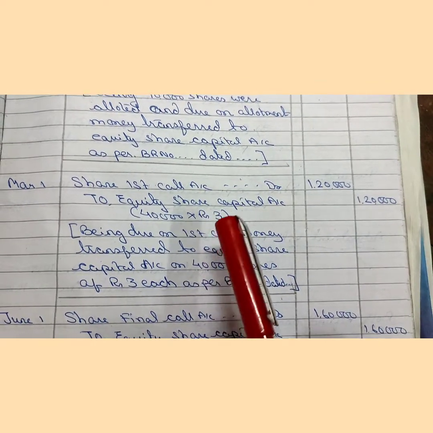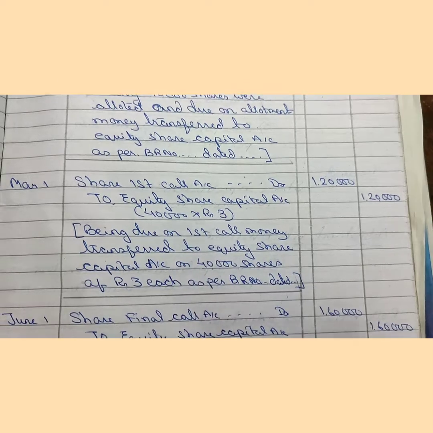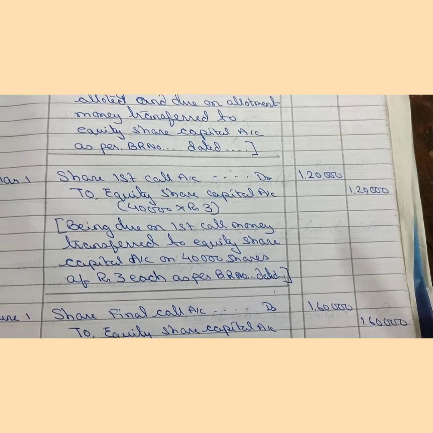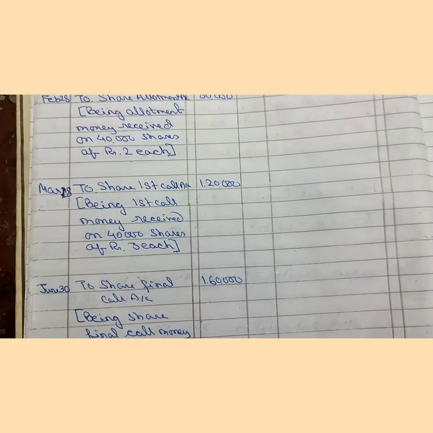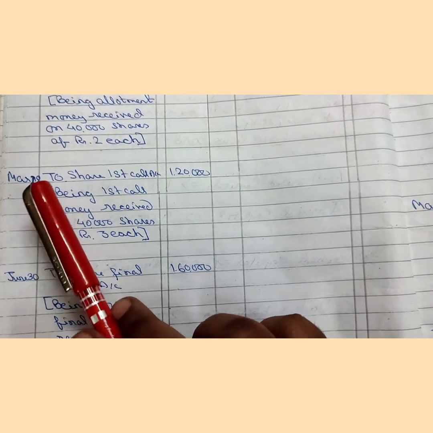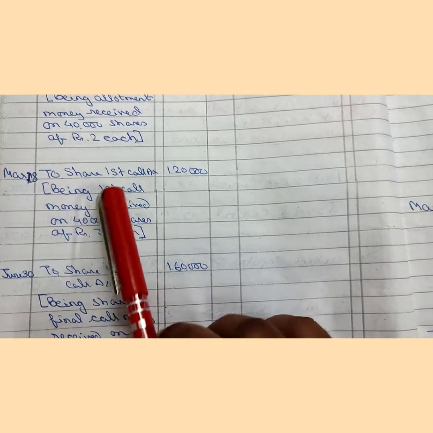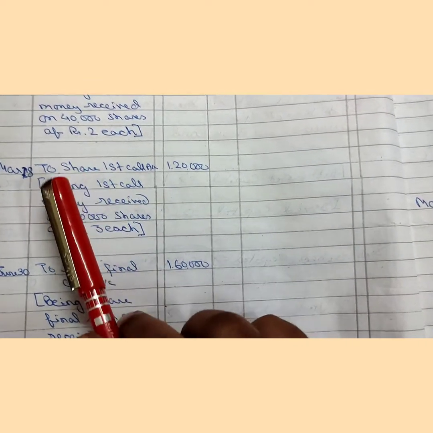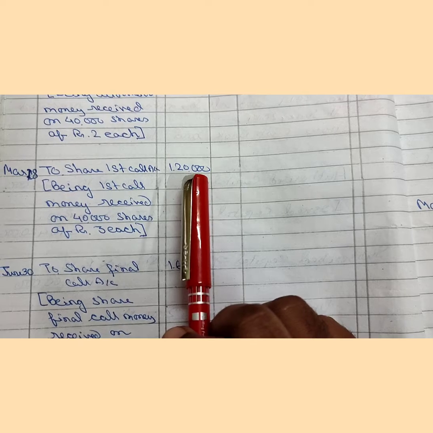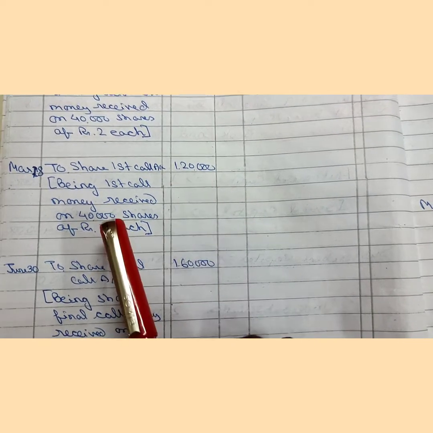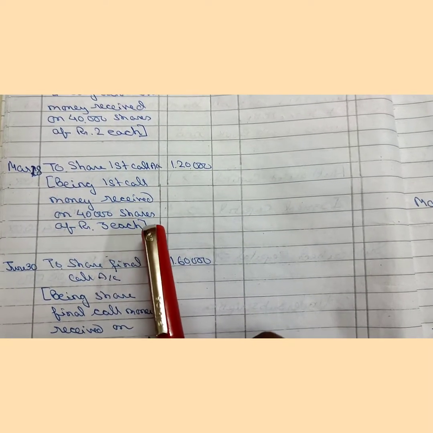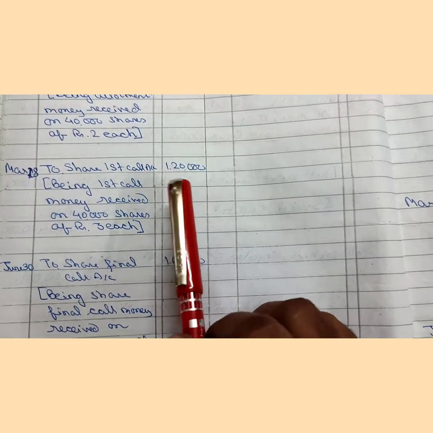For this first call, next part is the received entry. For the first call, the received entry is a bank entry, so we have to do it in our cash book. In the cash book, on March 28, received has been made for the first call. So entry is bank account debit to share first call account. Entire amount received by the company, so amount is 1,20,000. Narration is: being first call money received on 40,000 shares of rupees 3 each. First call part is over now.